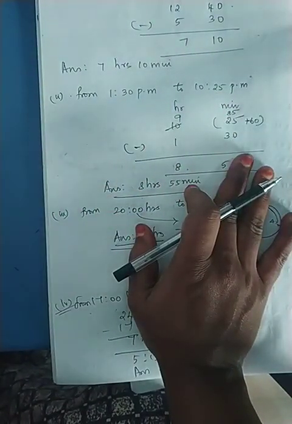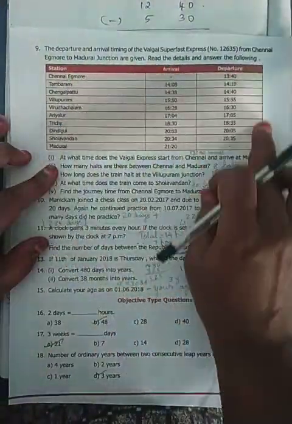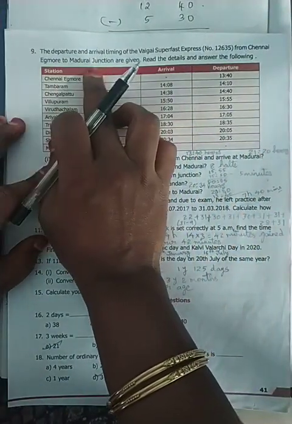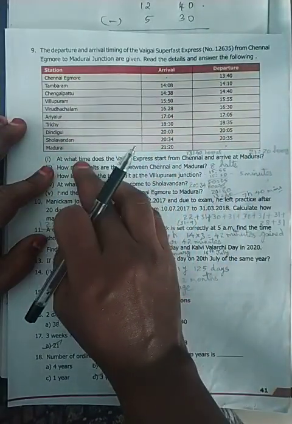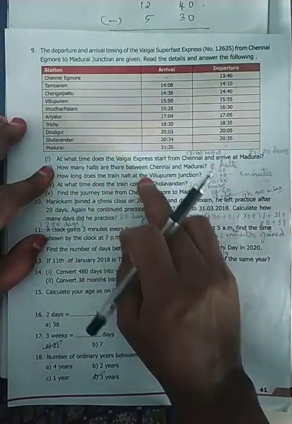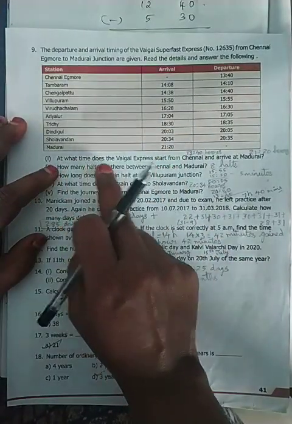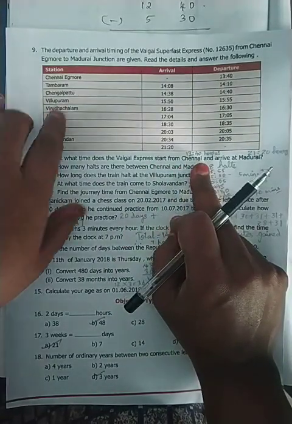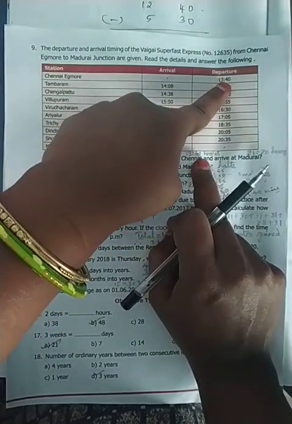Okay, now coming to the 9th question. In the 9th question, see they have given one schedule of the Chennai Egmore to Madurai Vaigai Superfast Express. It will be stopping at all these junctions at these times. At what time will the Vaigai Express start from Chennai? At what time is it starting? Departure. So departure is at 13:40 hours.